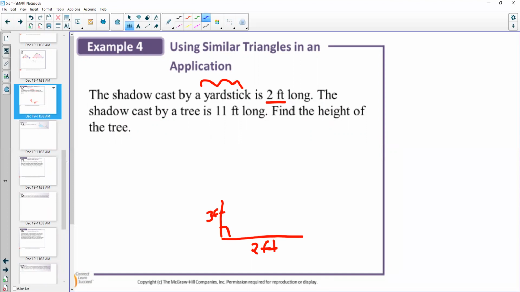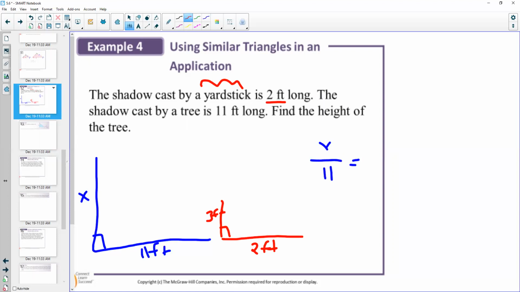Then it says the shadow cast by a tree is 11 feet long. So we imagine they're in the same spot. This one's 11 feet. What we don't know is the height of the tree. You've seen problems like this before, right? We're going to set up a proportion. So x over 11 is the same as 3 over 2. 2x equals 33. Divided by 2, the height of the tree is 16.5 feet. Make sure you change feet to yards, or yards to feet.